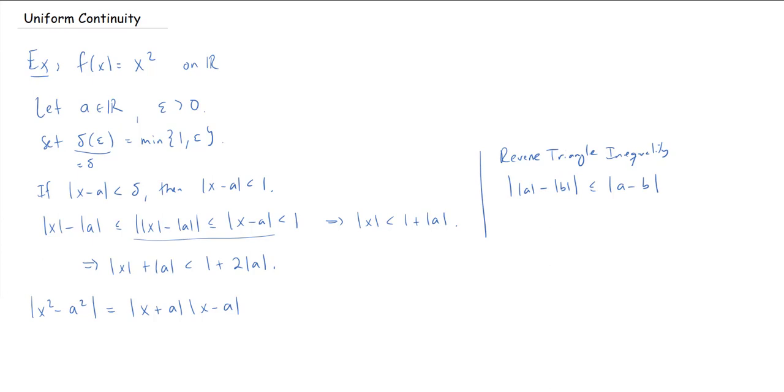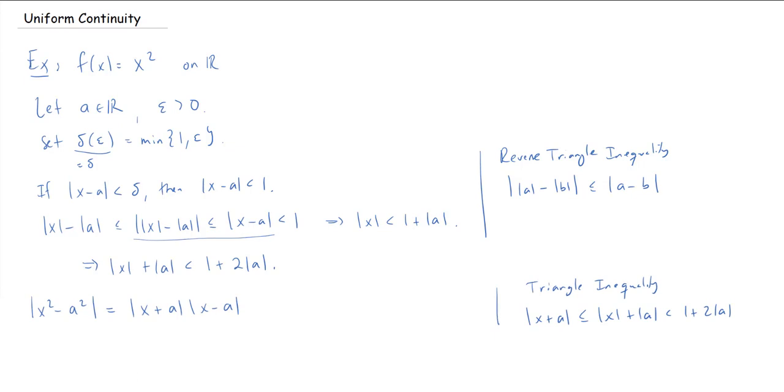Now the x plus a business, right? We know we can use the triangle inequality, so get rid of the reverse from up above. Oops, the triangle inequality. And we know that the absolute value of x plus a is less than or equal to the absolute value of x plus the absolute value of a. But we have the line up above, which tells us that the absolute value of x plus the absolute value of a is less than 1 plus twice the absolute value of a.